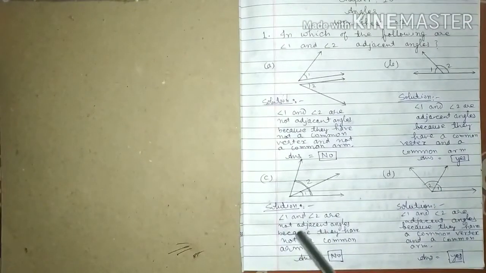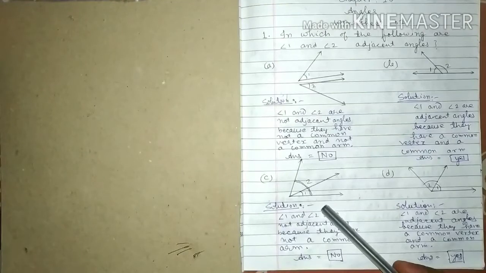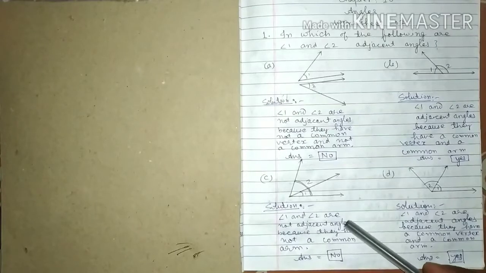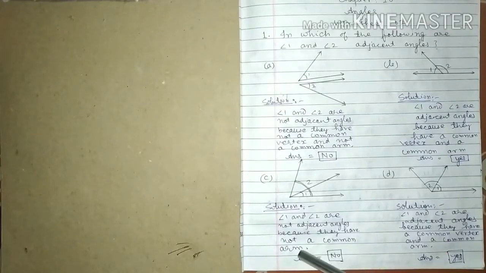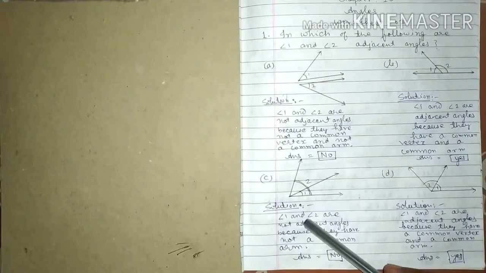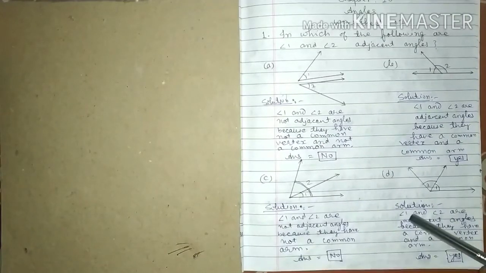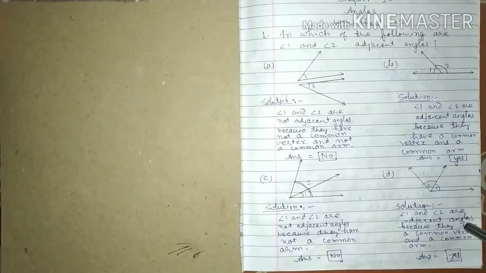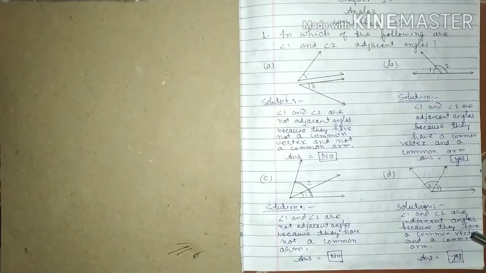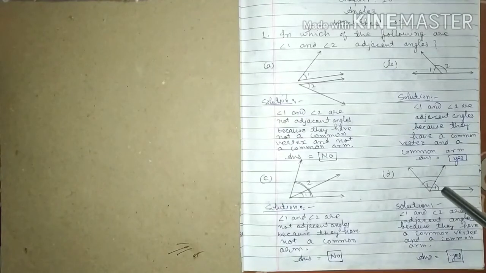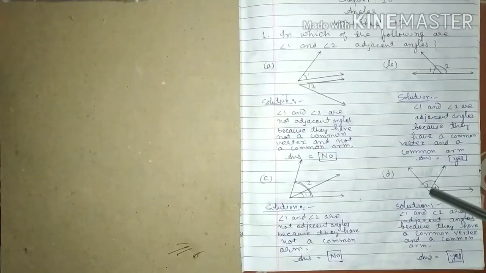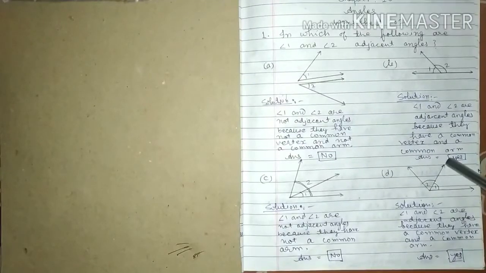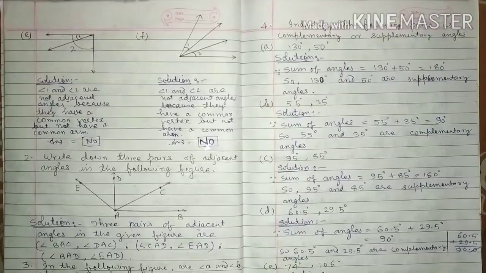Question number C. For this figure, here we observe that angle 1 and angle 2 are not adjacent angle because they have not a common arm. So answer of this question is no. Question number D. For this figure we observe that angle 1 and angle 2 are adjacent angles because they have a common vertex and a common arm. This is common vertex and this arm is common. So answer of this question is yes.